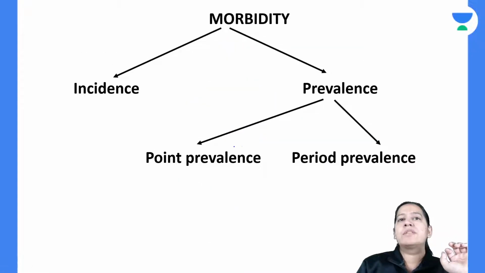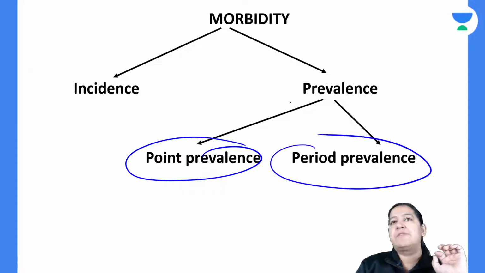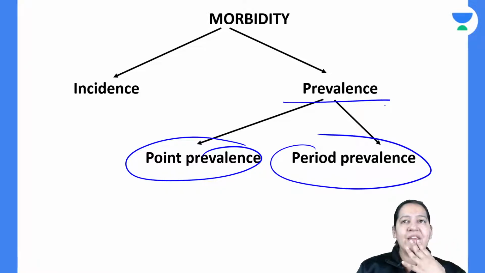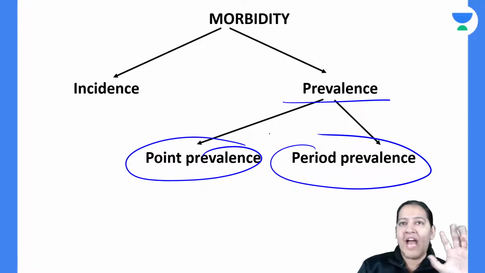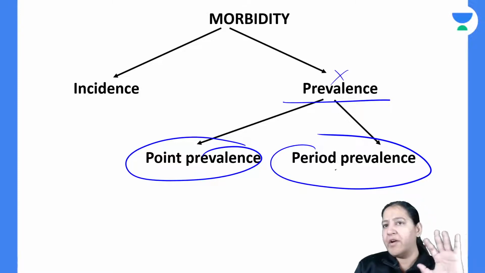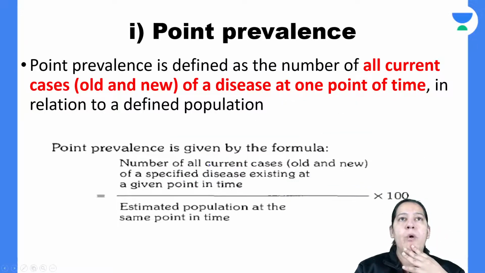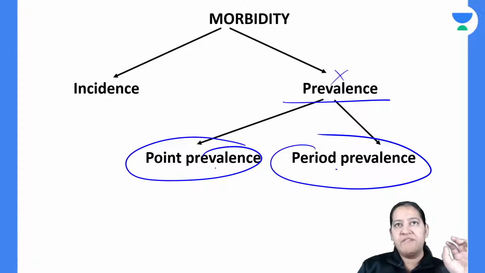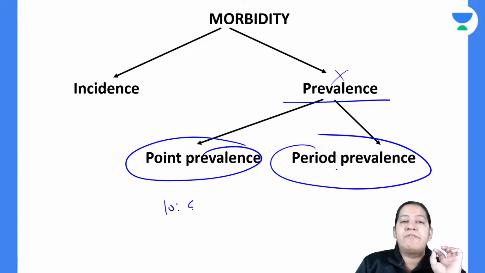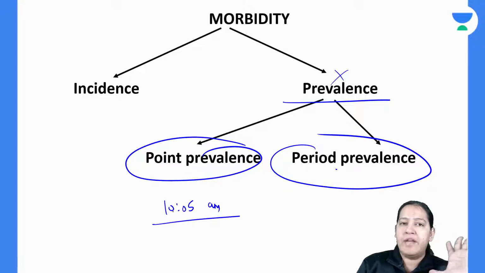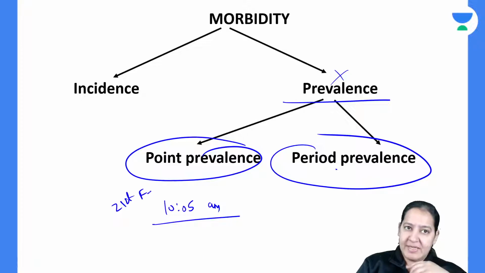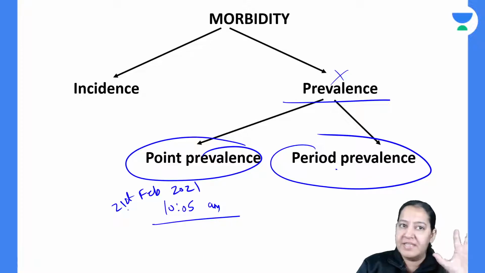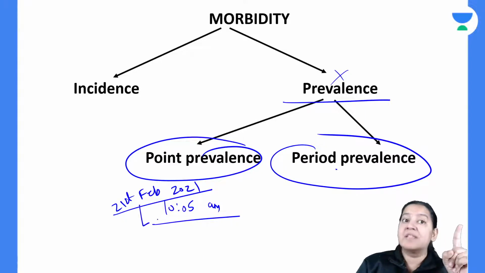As I have told you, it is of two types. Let me explain the two types of prevalence, right? Here a time specifier is not required. Point is at that point. Just suppose I ask you at this instant, what is the time now? It is sharp 10:05 a.m. in the morning on 21st Feb. Today's date is 21st Feb 2021. This is the date and this is the time today.